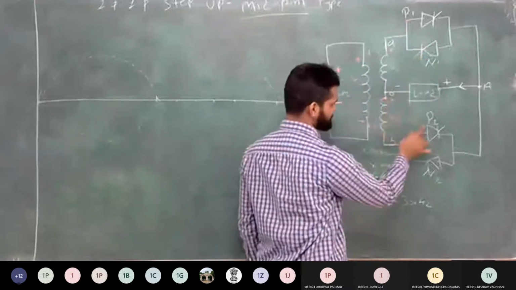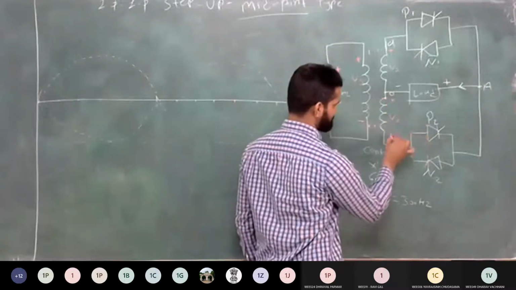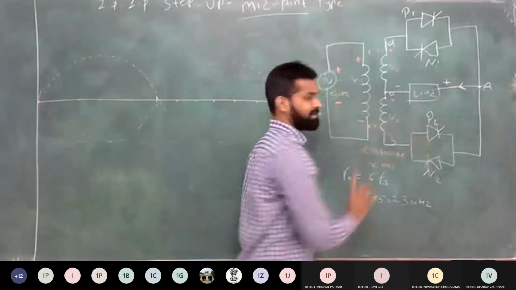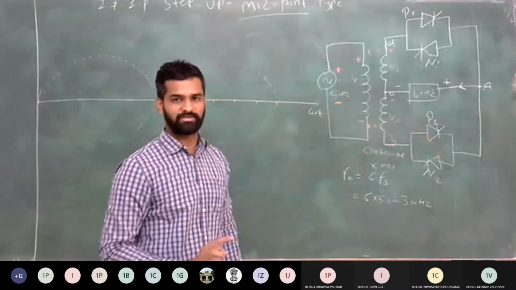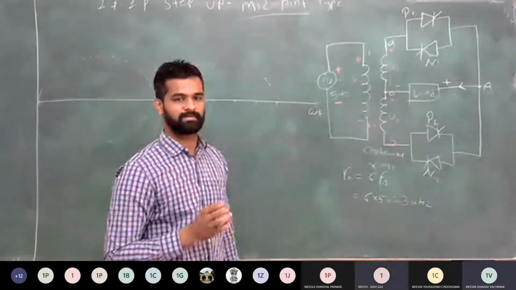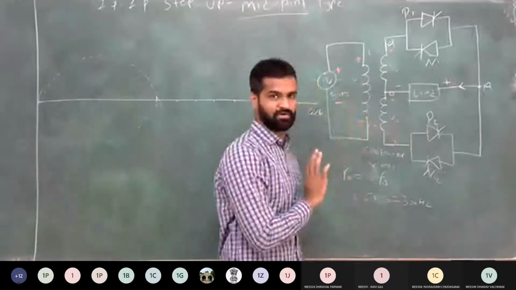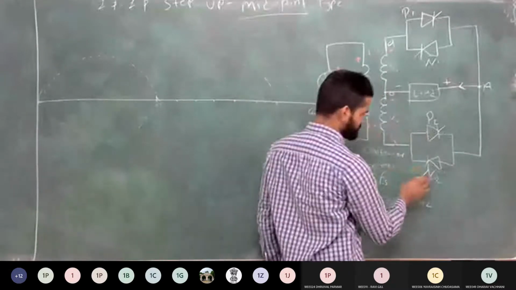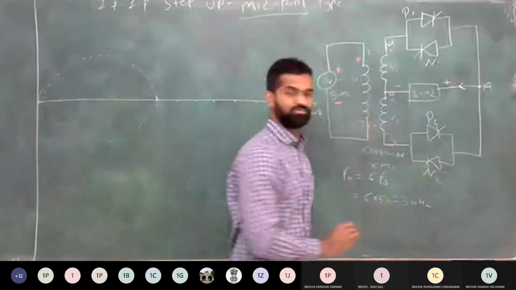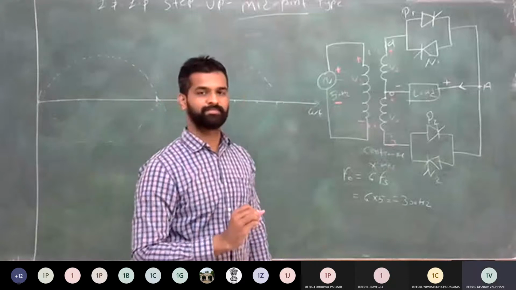Now let's check for this P2 and N2. Now P2 thyristor, you can see that B terminal is negative. It is connected with the anode of P2. So it is forward bias or reverse bias? Reverse bias. Okay, so P2 will not conduct during the positive cycle of the supply. Then N2, B terminal is negative. It is connected with the cathode of N2. So it is forward bias. Yes or no? Yes, sir.